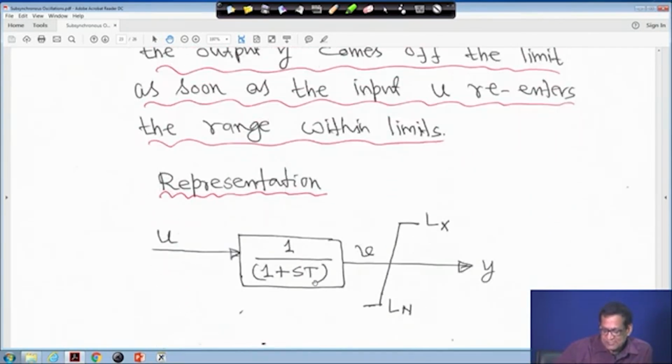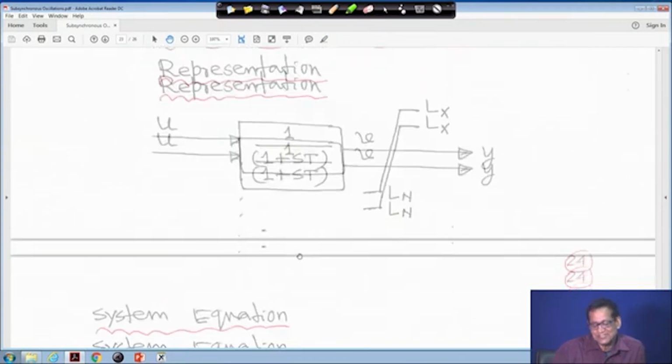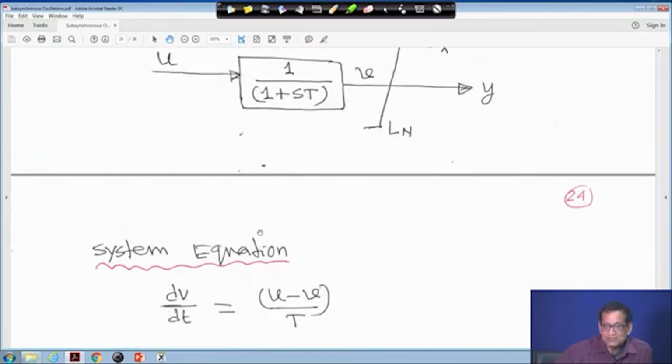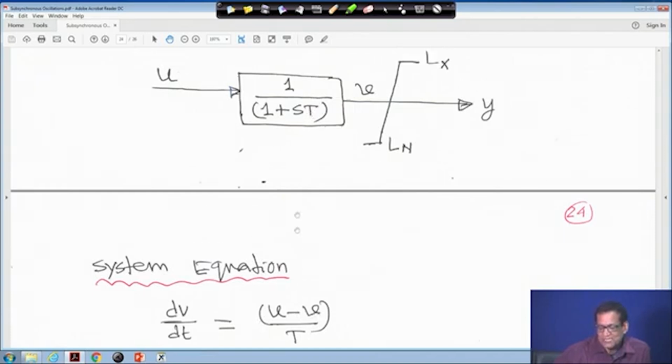So, the representation. Now it is a first order transfer function. Earlier it was an integrator, now it is a first order transfer function, and the input is u and the output is v, but restricted by the limits Lx and Ln, and this is y. For this system the equation will be, you can try to write it, dv by dt equals (u minus v) upon T, this being 1 upon 1 plus sT, the capital T. So dv by dt equals (u minus v) by T. It is a first order block diagram.